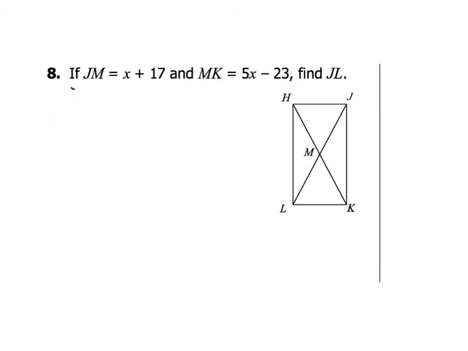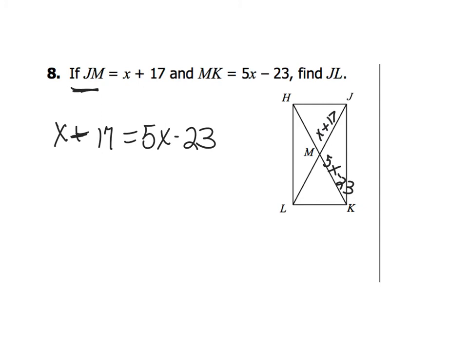For this particular problem, JM is a part of the diagonal, so we're going to go ahead and put in x plus 17. MK is a part of the diagonal. We're going to put in 5x minus 23. Because it is a rectangle and the diagonals are congruent, we're going to go ahead and set JM equal to MK. So x plus 17 is equal to 5x minus 23. Go ahead and put your algebra to work and let's see what you get.